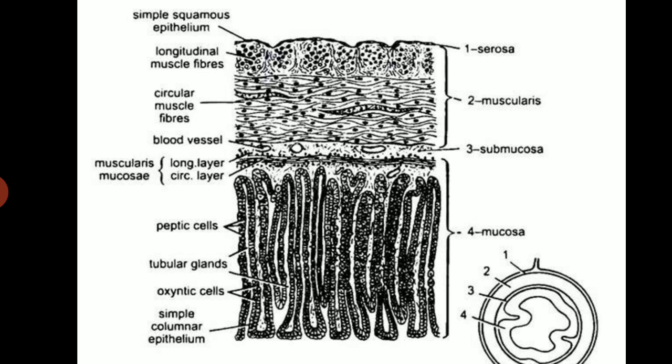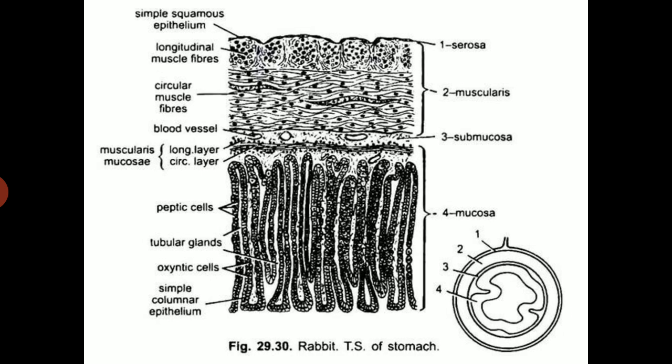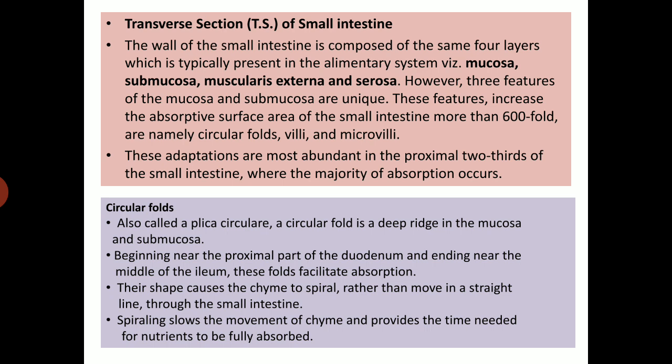What kind of cells are there? You can see in the serosa the longitudinal muscle fibers, then circular muscle fibers in the muscularis. There are blood vessels, a vascular part, in the submucosa, and the convoluted structures in the mucosa. Okay, we are going to see this in more detail. So, transverse section of stomach.